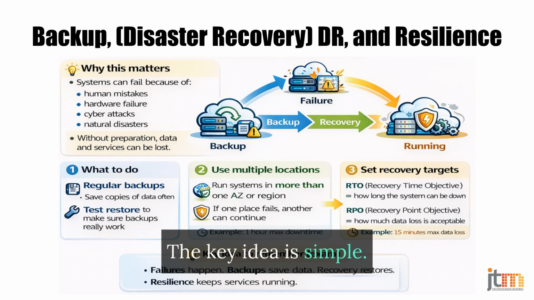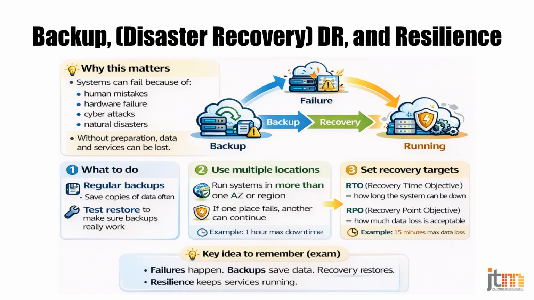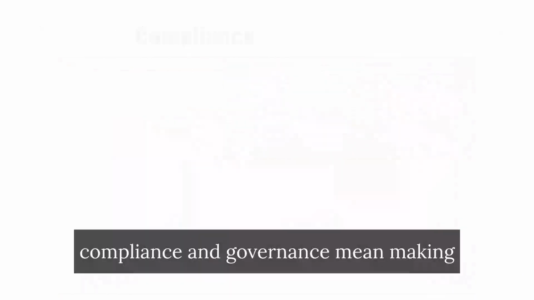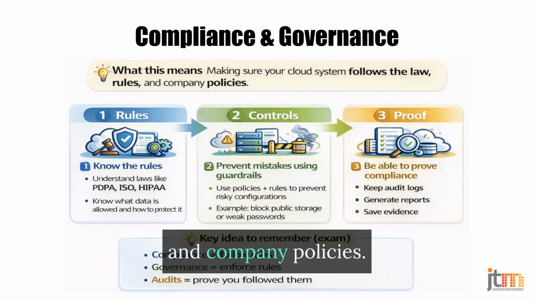The key idea is simple. Failures happen. Backups save data. Recovery restores systems. Resilience keeps services running. Compliance and governance mean making sure a cloud system follows the law, rules, and company policies.